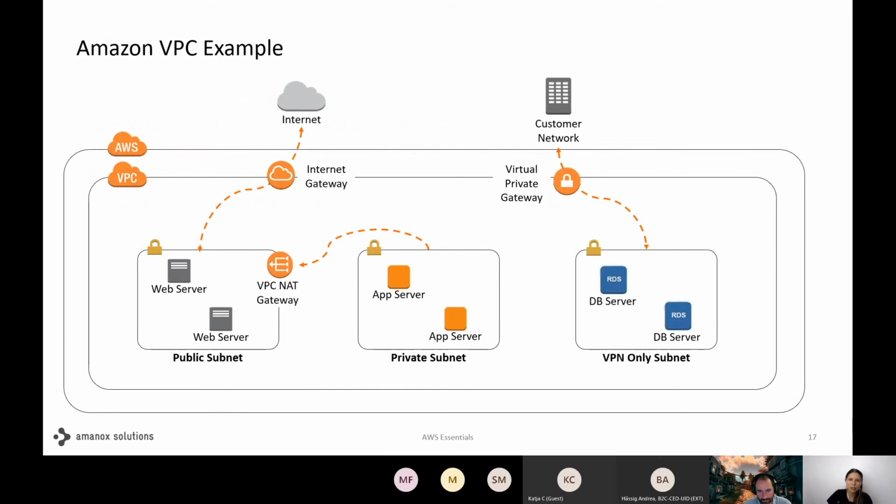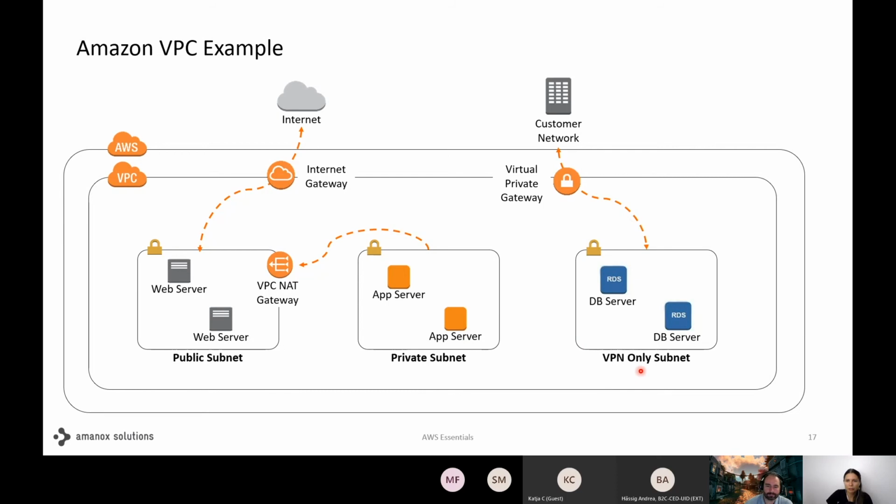As I was saying, you can easily customize the network configuration for the VPC. And here we have an example where we can see that inside the AWS, we have our own VPC, and then we have a public subnet and a private subnet. In the public subnet are the web servers that are going to be accessible from the internet using an internet gateway. And in a private subnet, we can have our application servers that are only going to be accessible within the VPC. So there's no connection here to the internet.